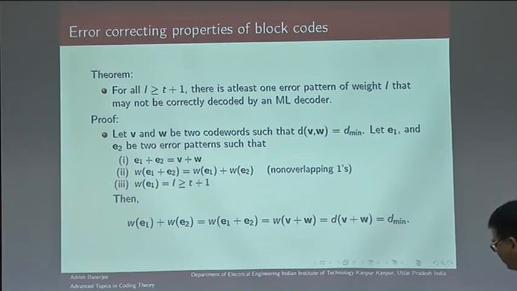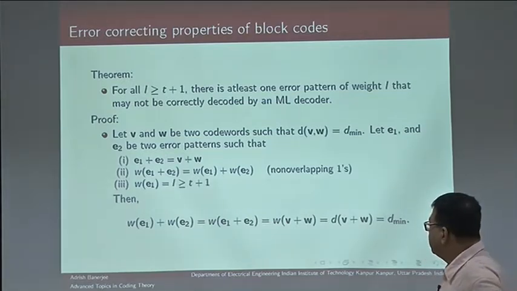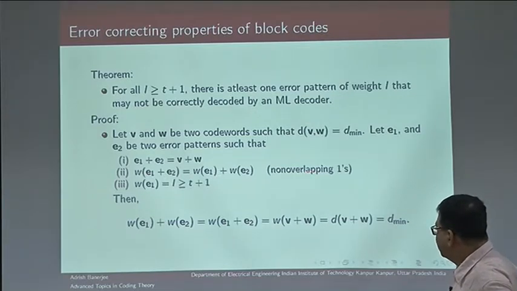So to prove this, let us consider two code words V and W, and assume that the minimum distance between V and W is equal to d min, which is a valid assumption. I can choose any V and W which are minimum distance apart. Let E1 and E2 be two error patterns, chosen such that E1 plus E2 is V plus W. There is no overlapping ones between E1 and E2.